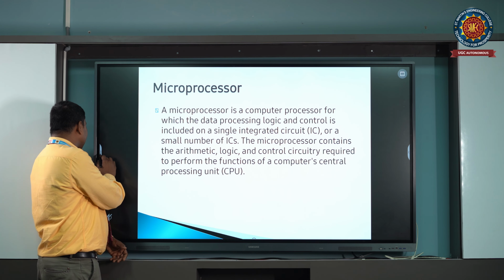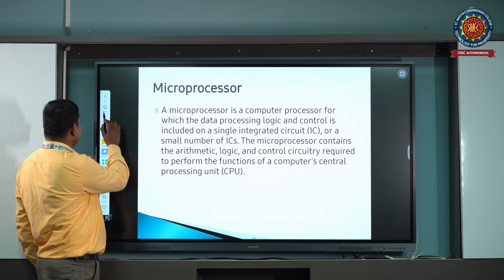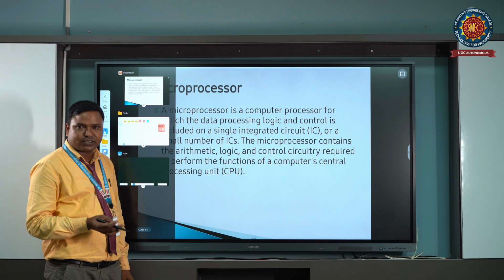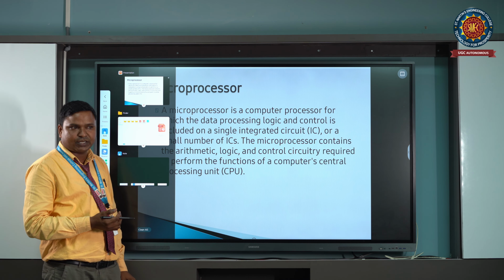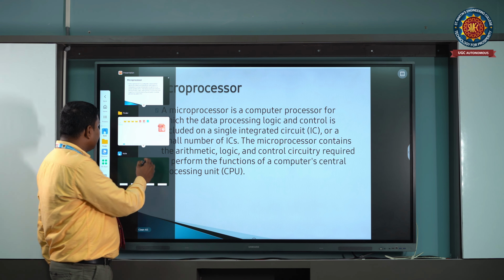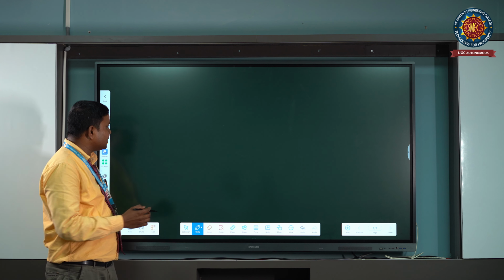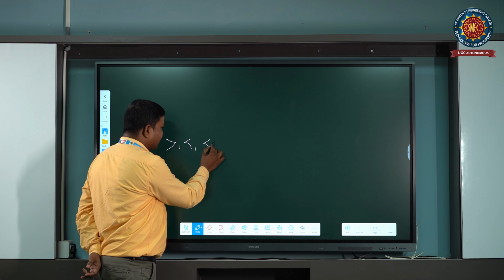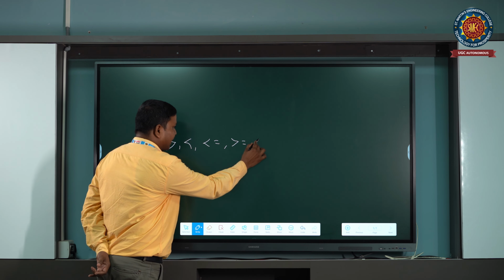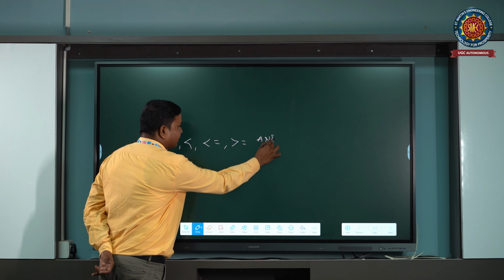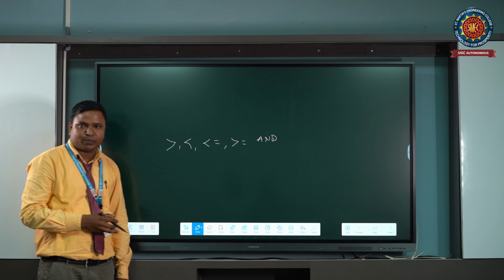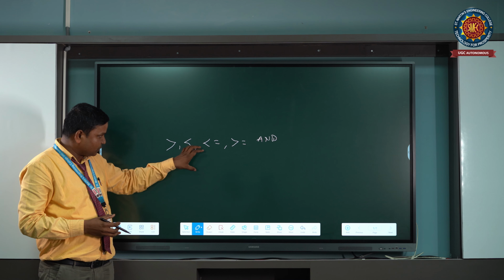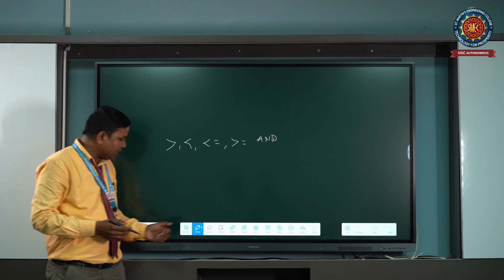Arithmetic operations are addition, subtraction, division, and multiplication, which we need to perform here. Coming to the logical operations, these are like less than, greater than, less than or equal to, greater than or equal to, and not. These are the operations performed by the ALU.